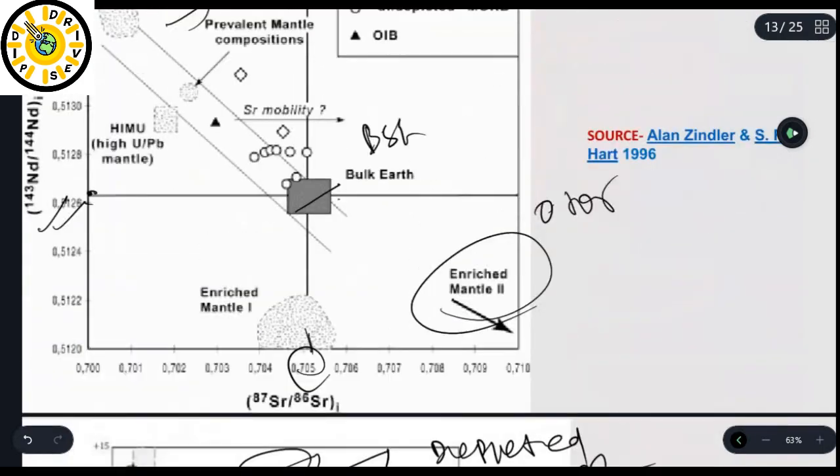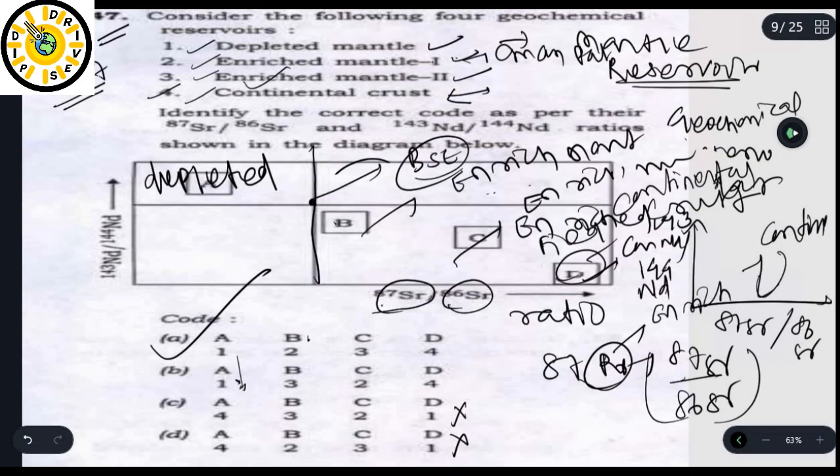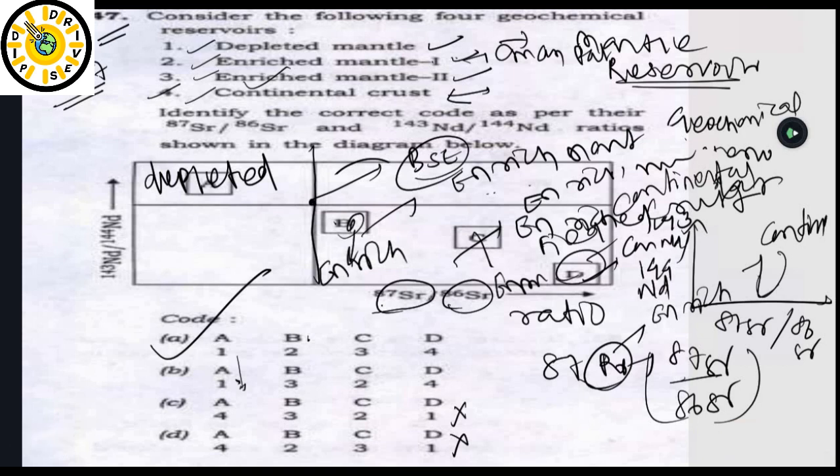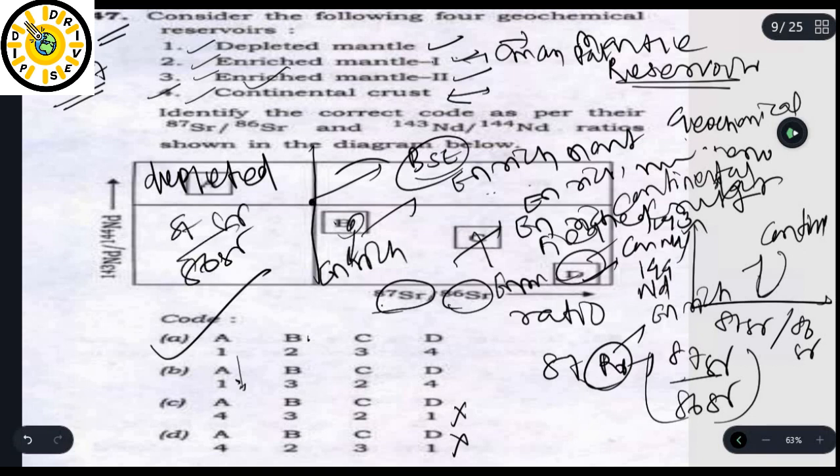So that's why I have stated that B will be enriched mantle 1 and C will be enriched mantle 2. It depends upon the ratio, simple. Whether 87Sr/86Sr will be on the higher side or lower side. If it is low, then it is called enriched mantle 1. It is a low ratio, and C will be the high ratio. Clear?